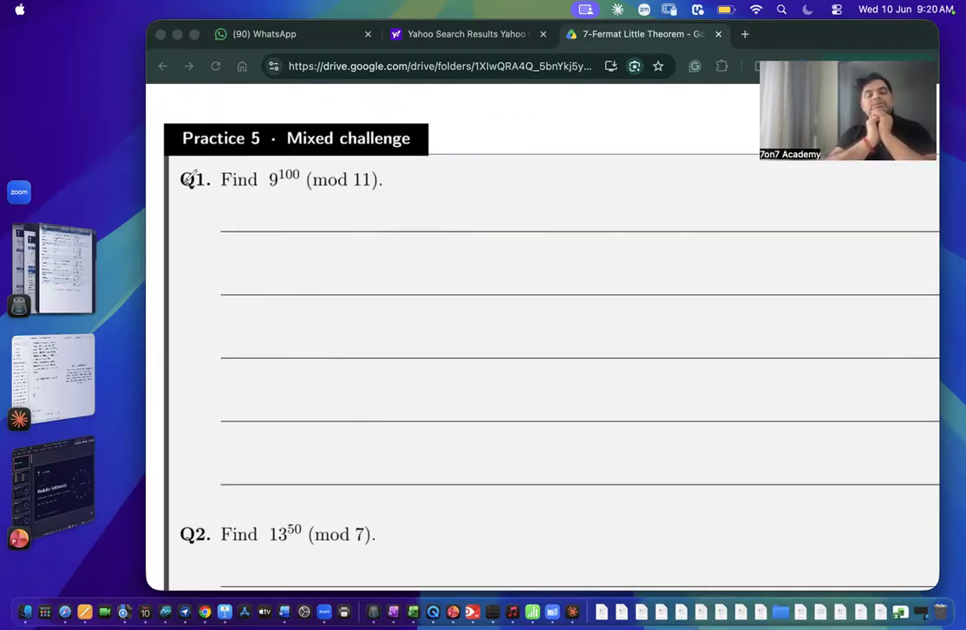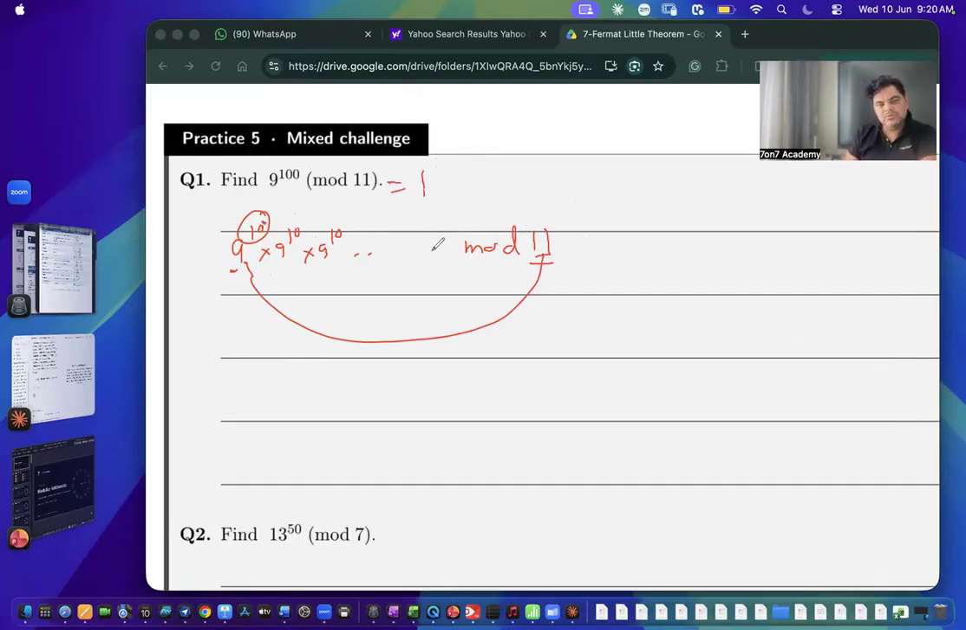See, we change it into 9 raised to 10, 9 raised to 10, 9 raised to 10, mod 11. Agree? Yes, sir. So now look at this. This power is 1 lesser than that, and this 9 is co-prime, and that way it will give 1. So everything will give 1. That would give you 1 as the answer.